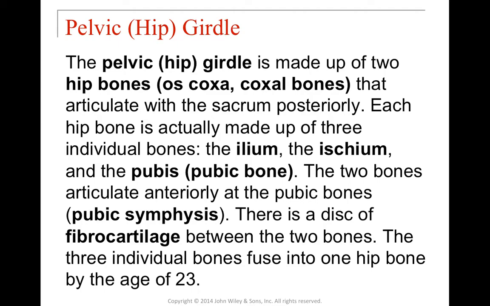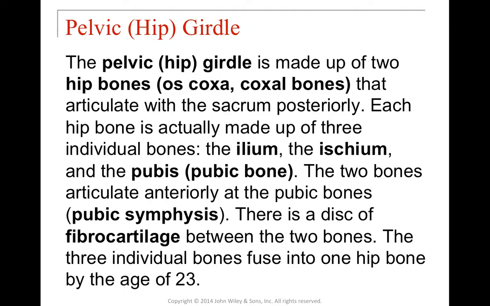All right, so let's jump now to the legs. We're going to start with the pelvic hip girdle. And that's going to be where we're comprised of 2 hip bones. Those are known as the os coxa and the coxal bones, and they articulate with the sacrum. They articulate in the back, so posteriorly with the sacrum.